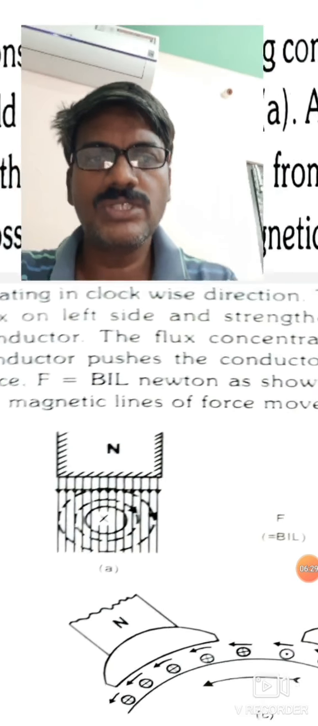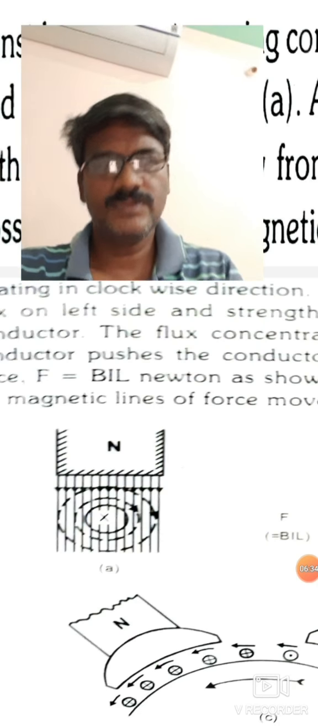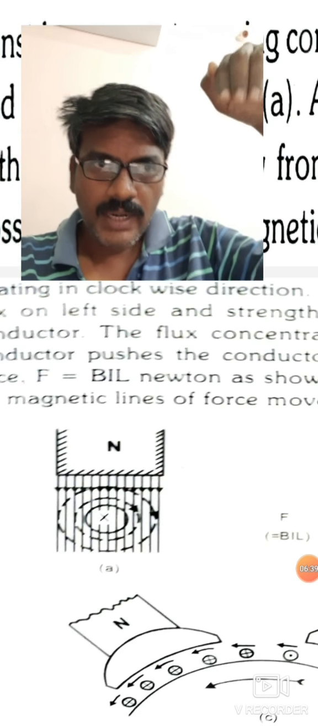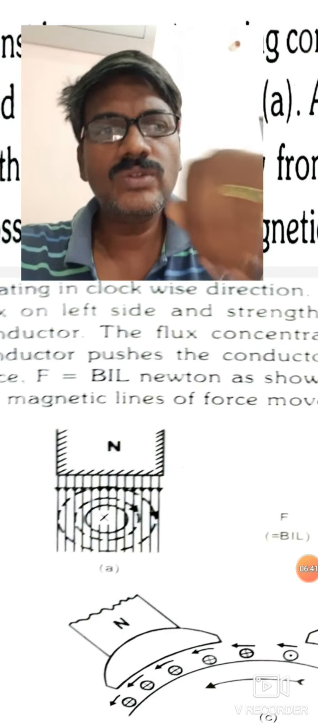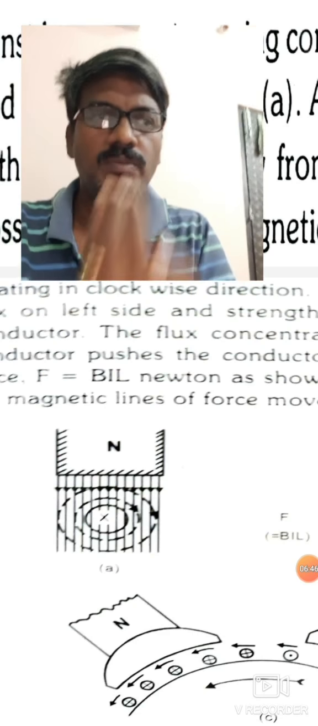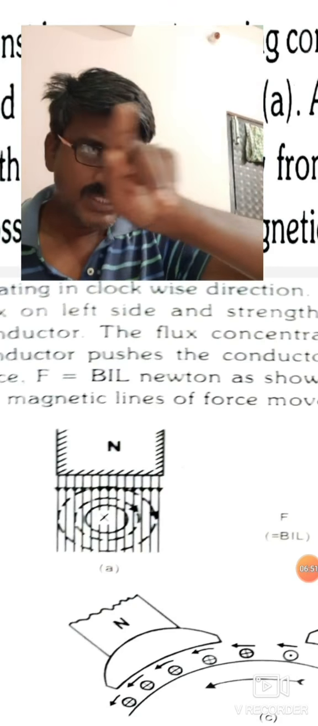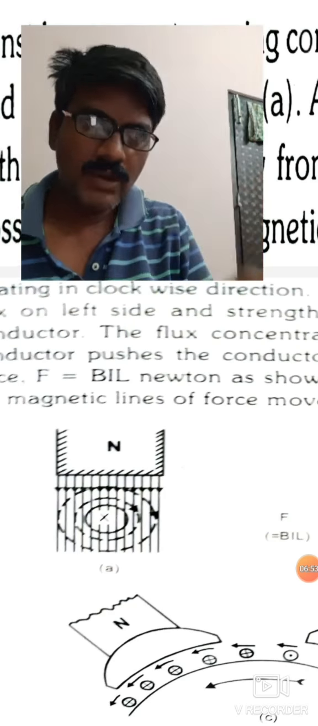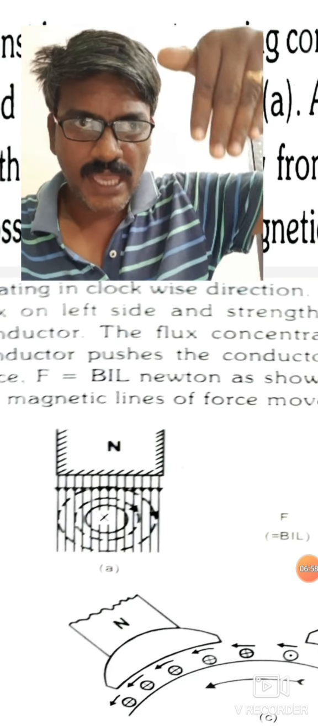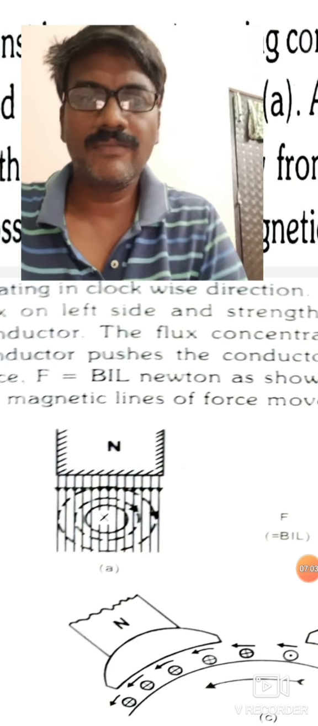Suppose in the diagram, north pole, left side and right side. Observe the left side and right side. On one side, armature flux is added to the main flux, and on the other side armature flux is opposite to the main flux. Armature flux is in the counterclockwise direction and clockwise direction. So on one side the armature flux adds to the main flux, and on the other side armature flux is opposite to the main flux.